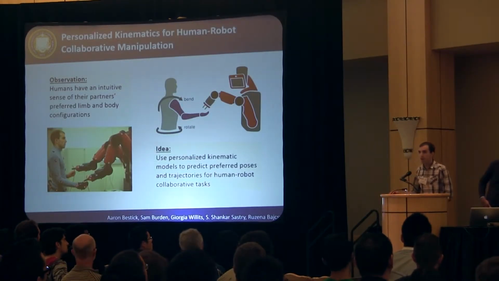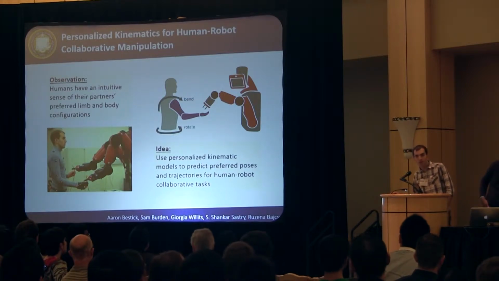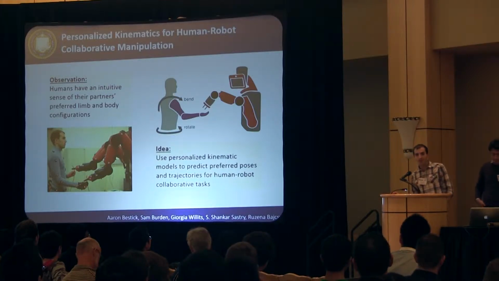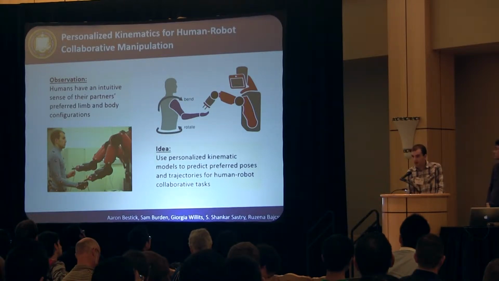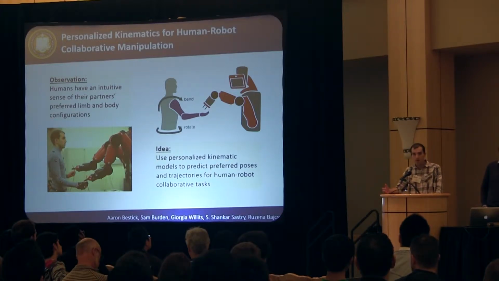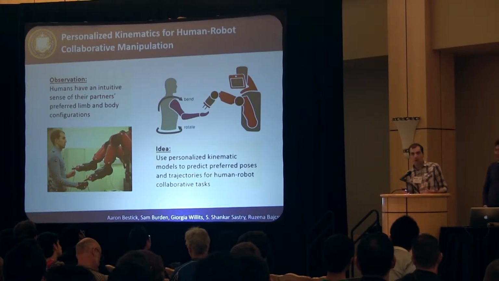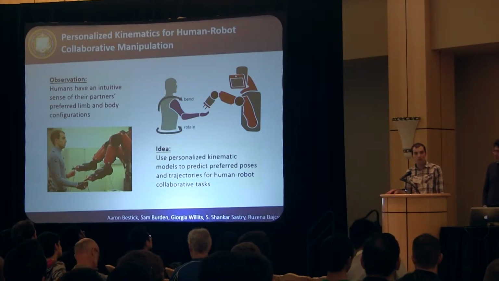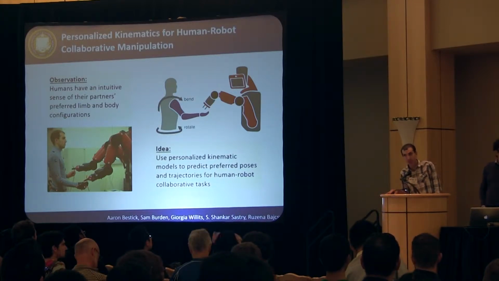Hey everyone, I'm Aaron Bestick from UC Berkeley. I work in Ruzhna Baichi's group, and the work I'm presenting today is concerned with direct physical interaction between people and robots. So the two specific questions we're concerned with are, number one, how can we build personalized kinematic models of people engaged in collaborative manipulation tasks with robots? And number two, how can we use those models to optimize a robot's motion so that it's more comfortable and more ergonomically correct for the person collaborating with the robot? Anyway, I'd love to chat more, so drop by and say hello at the poster session. Thanks.